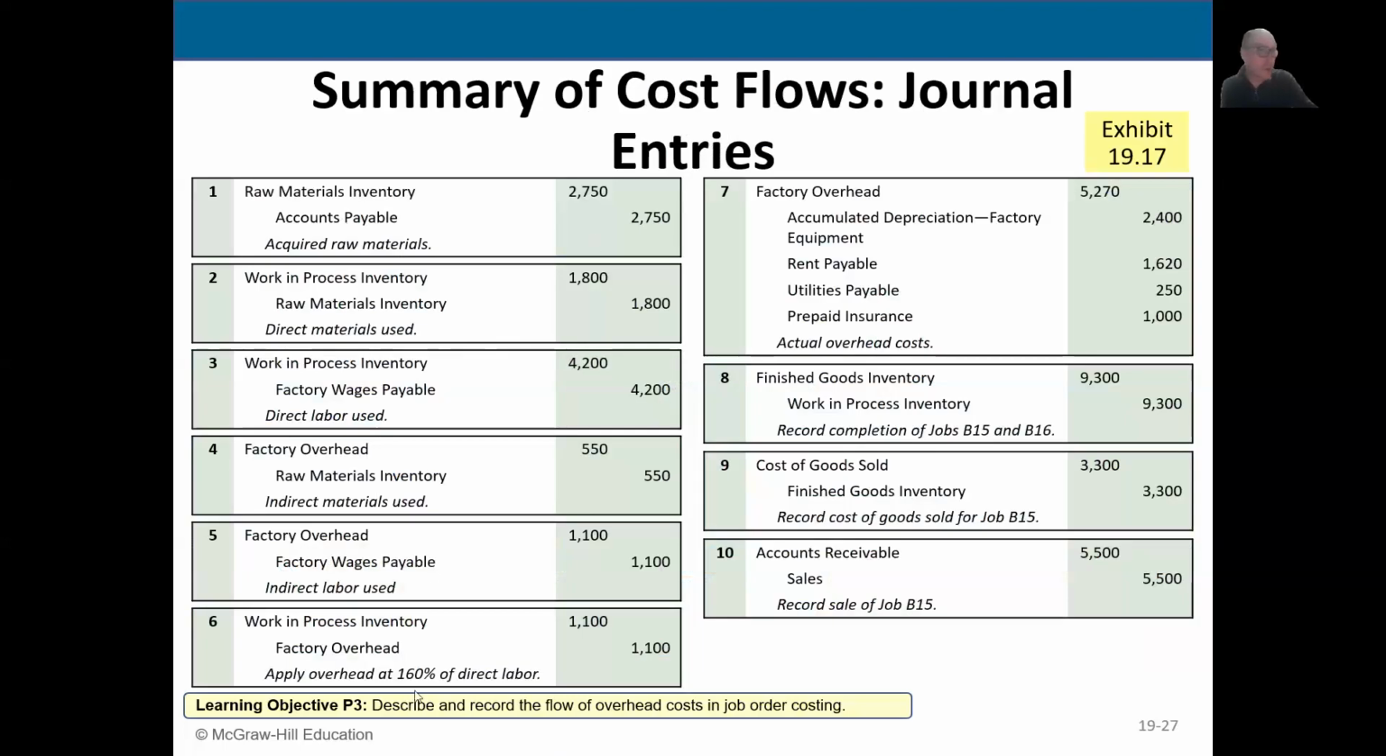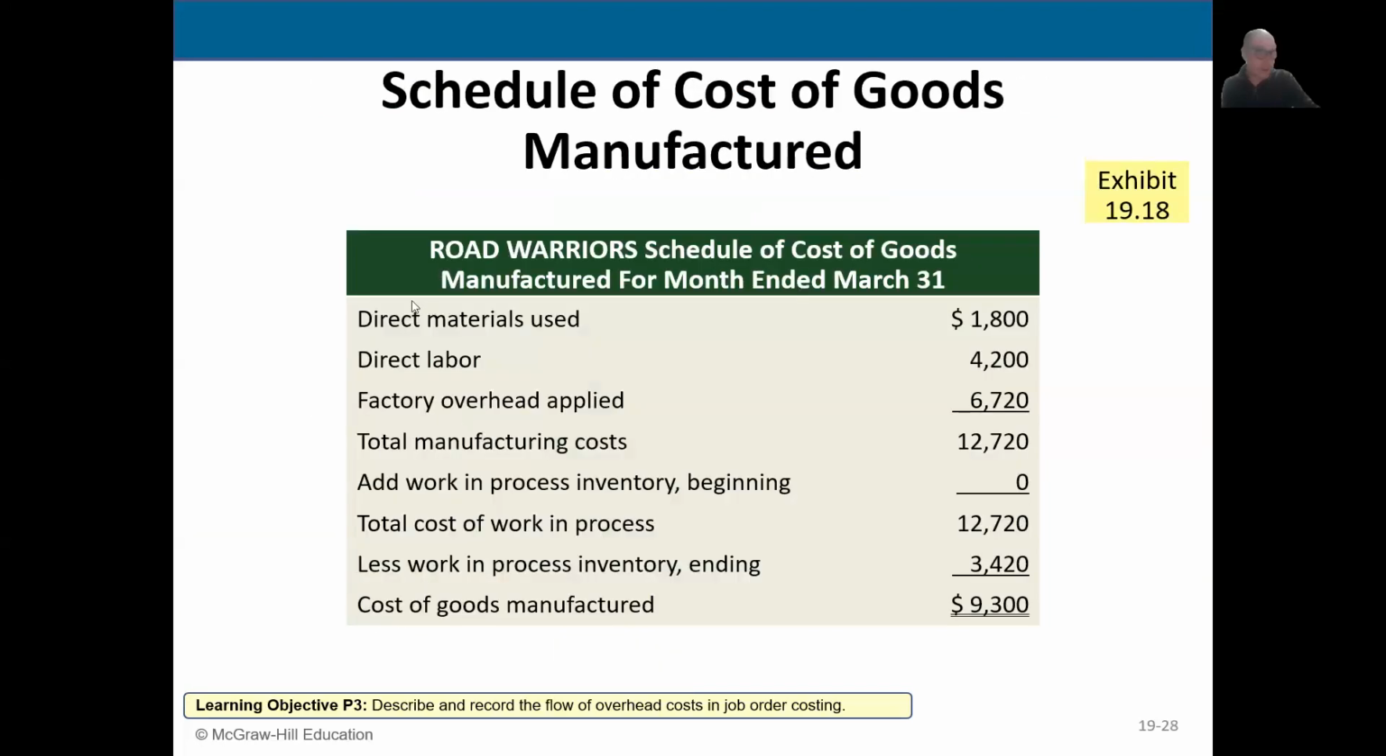This is a summary of all of those entries that we just talked about based off of the physical flow. And just as we talked about before, this is the schedule of the cost of goods manufactured. Take direct materials used plus direct labor plus factory overhead to get total manufacturing costs, plus beginning work in process inventory equals total cost of work in process, minus ending balance work in process inventory equals cost of goods manufactured.